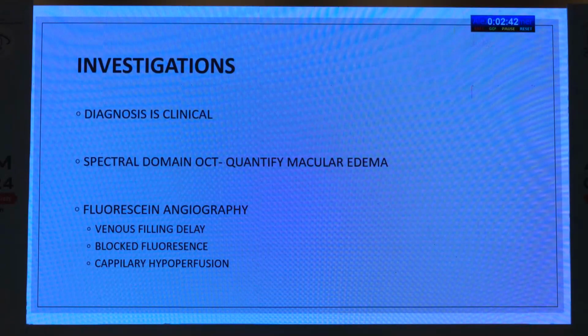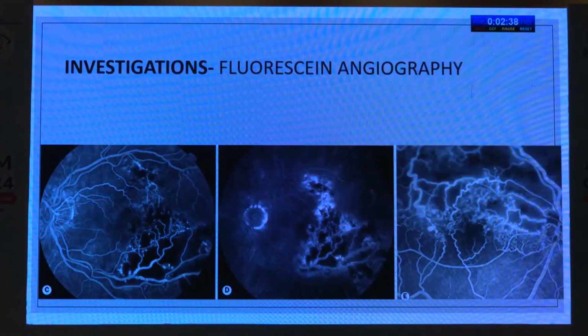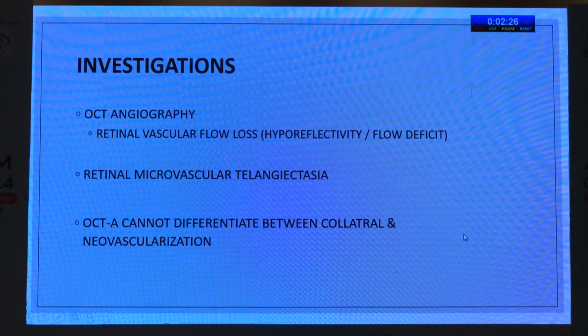Fluorescein angiography will show venous filling defects, blocked fluorescence, and capillary hypoperfusion. These are a few pictures. These are taken from Kanski, not my own pictures. So you can see blocked fluorescence, and here collaterals and neovascularization. Okay. OCT angiography will show the loss of vascular blood flow and retinal microvascular telangiectasias.